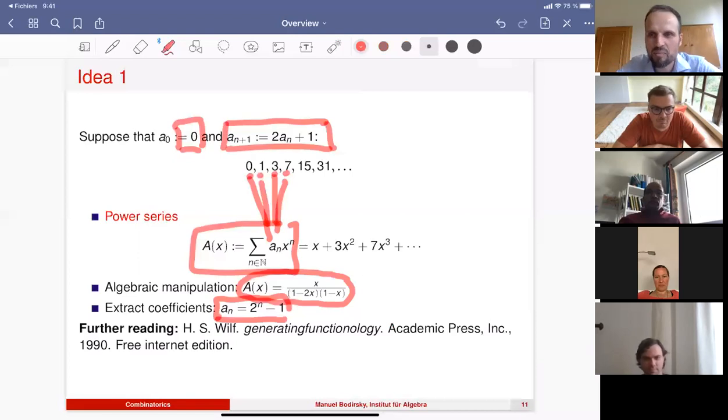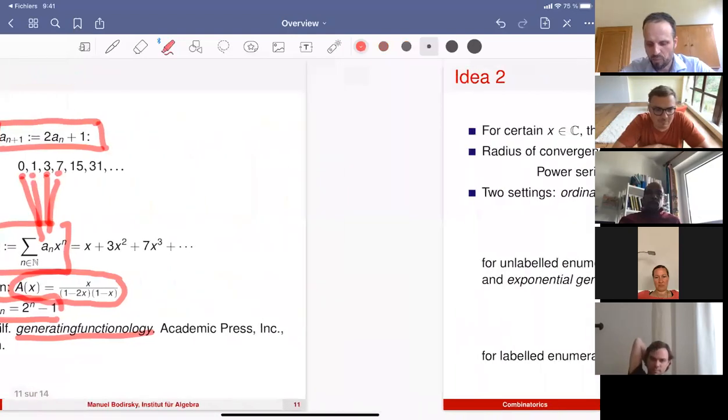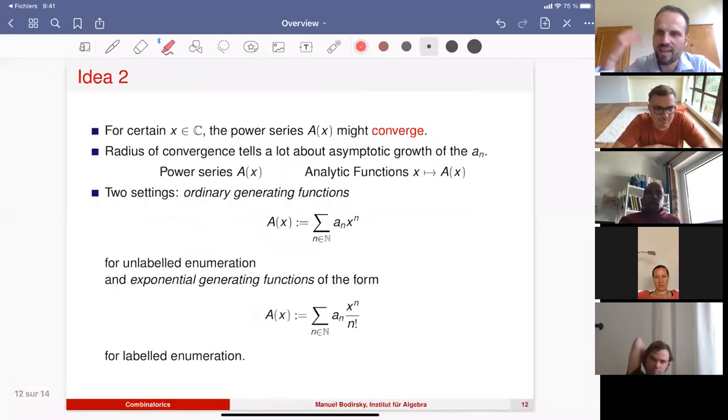This recipe, you can apply now to your favorite sequence of numbers that count something. There's a nice book, again written for undergraduates, maybe a little bit fast for undergraduates, but it's a very famous book. It's freely available. It's called Generatingfunctionology. It focuses on this part of the theory. The book is a little bit short on the second part of generating functions, which is the second part of this chapter.